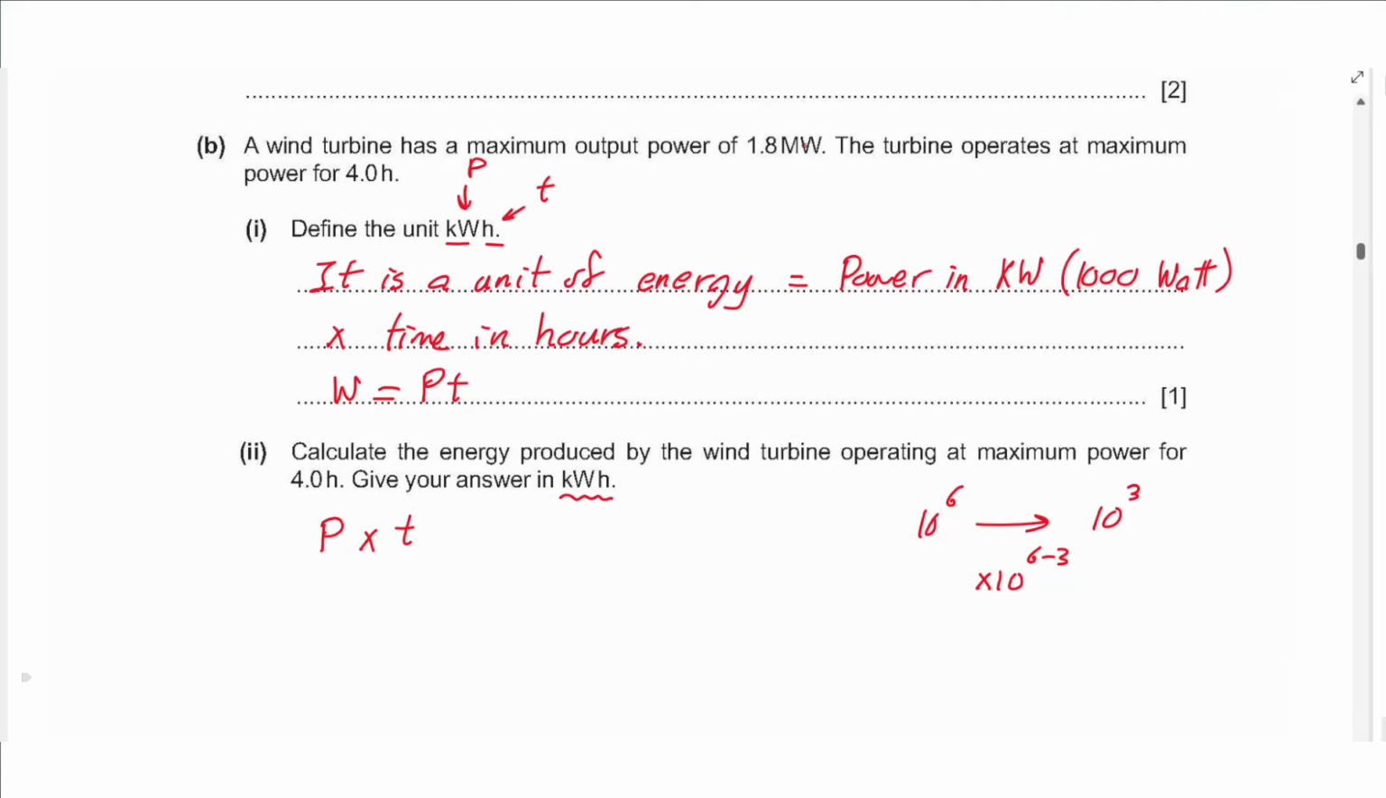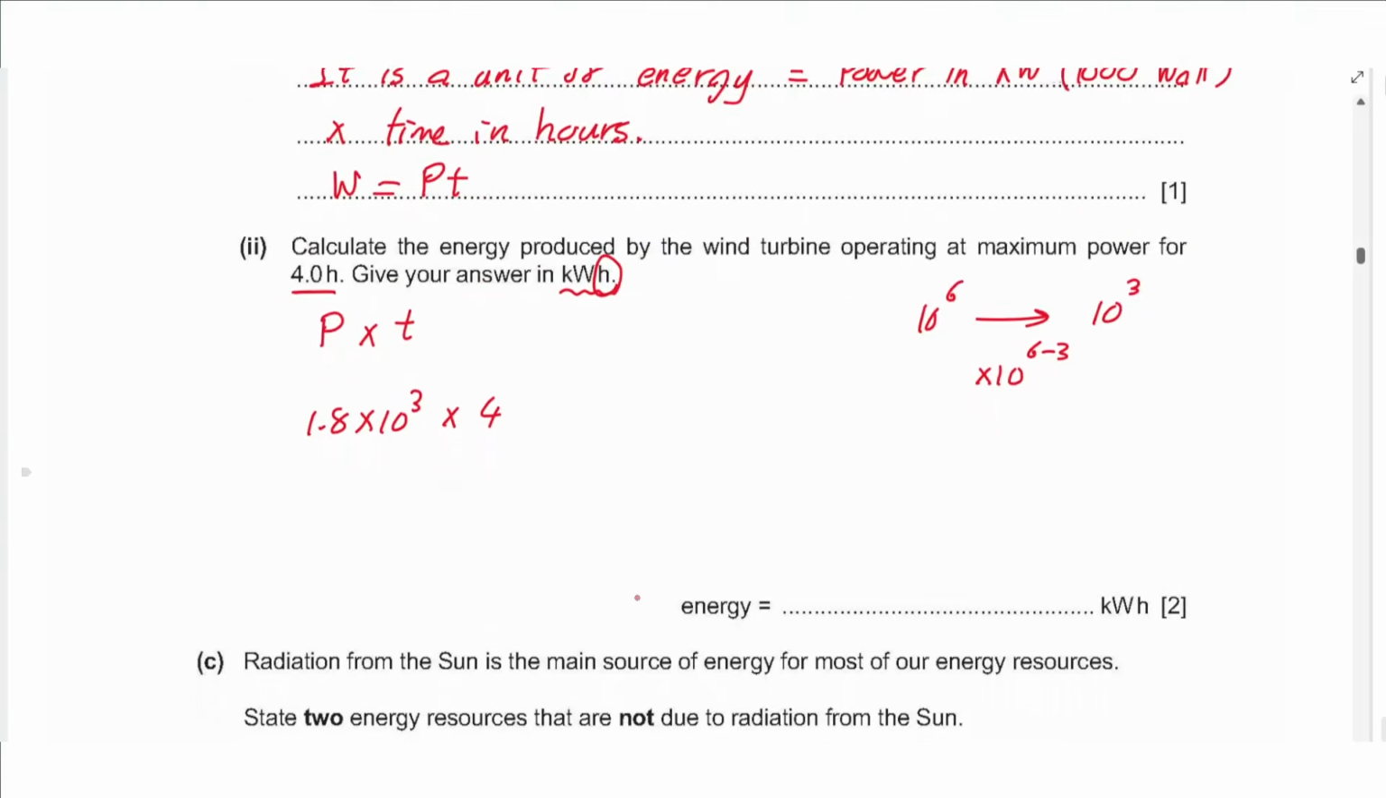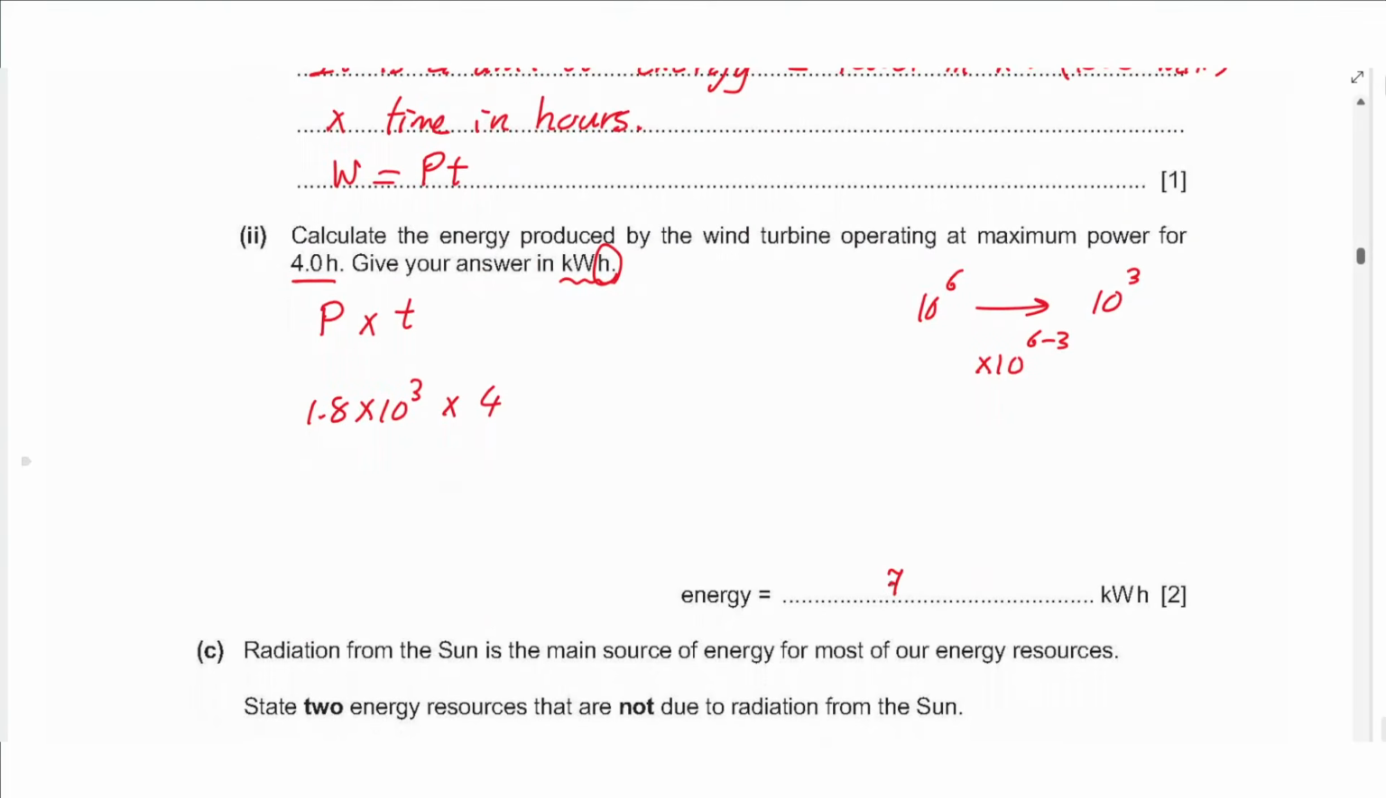So you take the 1.8 and make it times 10 to the power of 3 to convert from megawatt to kilowatt, then multiplied by the time in hours. You don't need to change it because it is required as it is in the question, so multiplied by 4. This gives a value of 7,200 kilowatt hours.